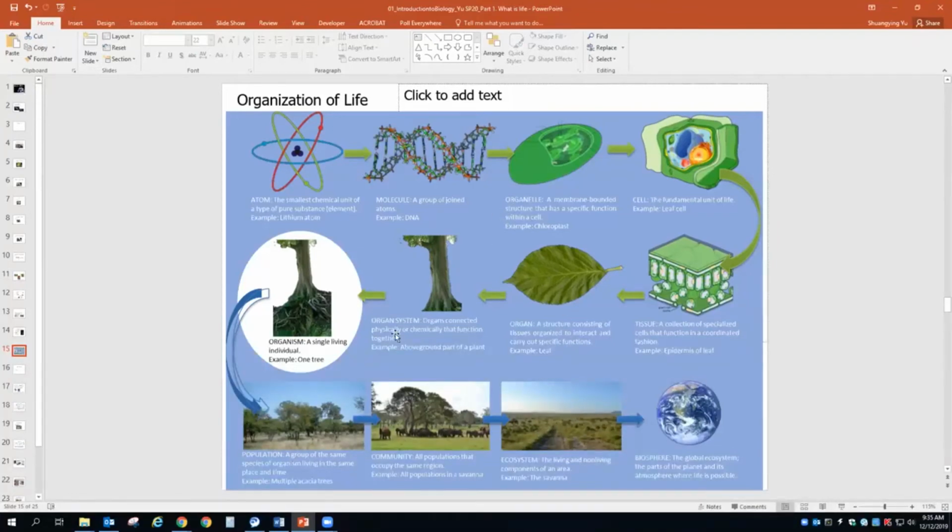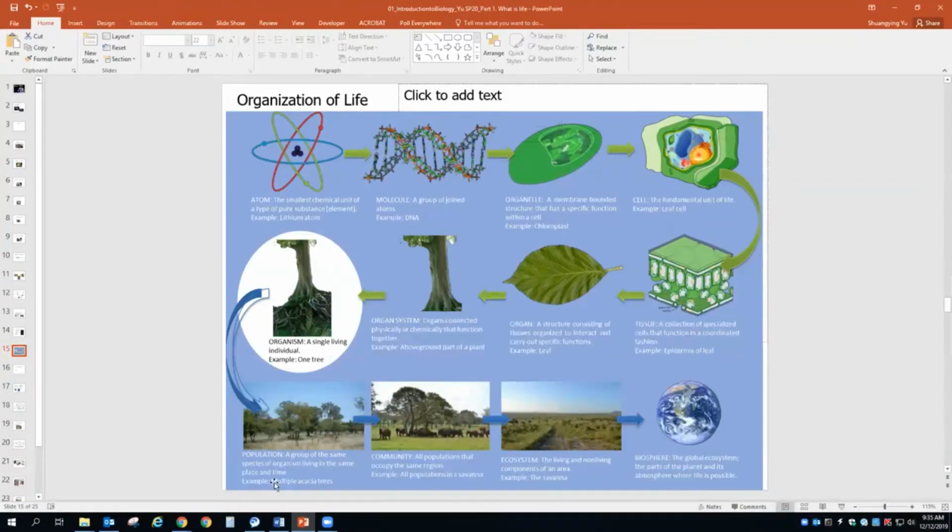And then we have organ systems. I mentioned earlier, like your cardiovascular system, that's made of your heart, right? And then your blood vessels. Next level, organisms, so that's individuals. So you and me, we are individual organisms.